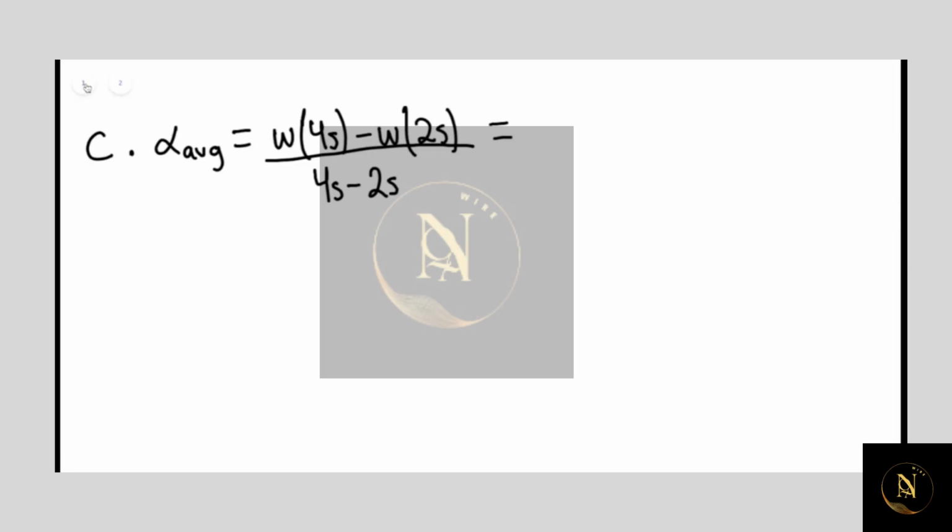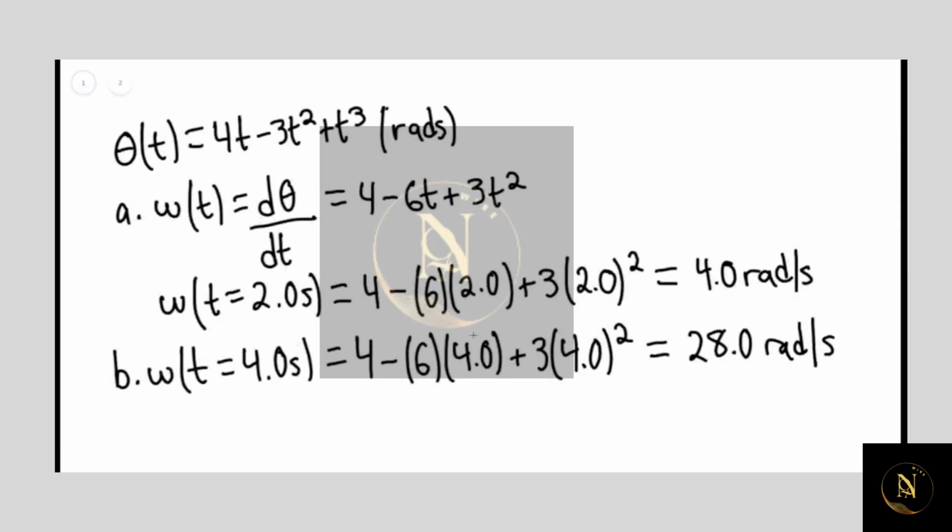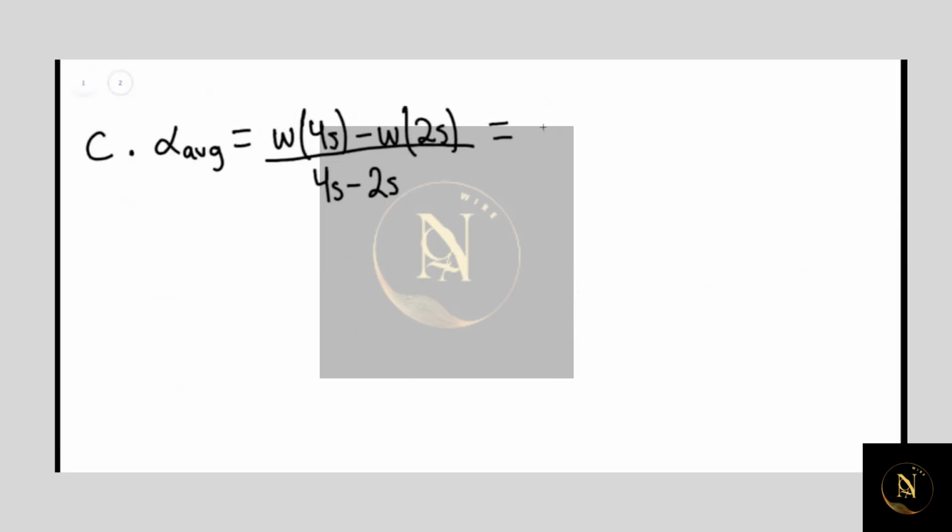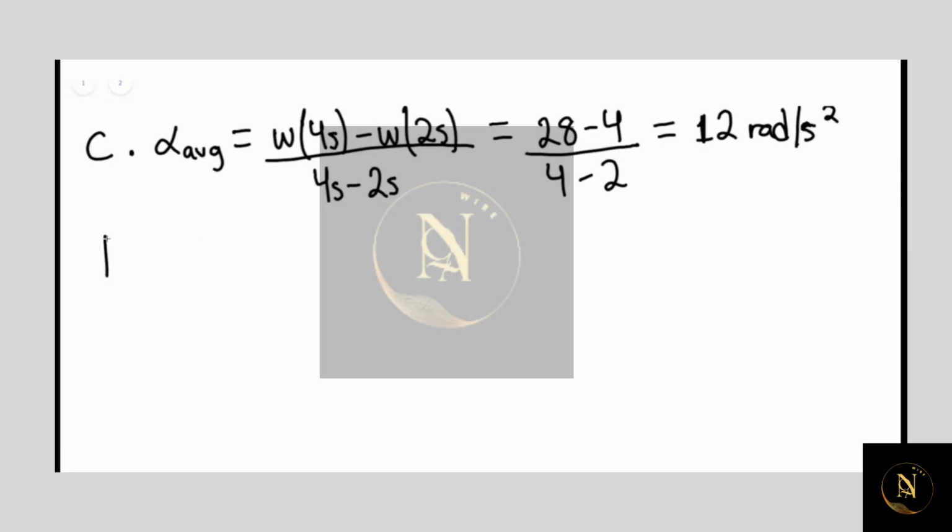This is giving us, referencing part A and part B, 28 minus 4 divided by 4 minus 2. This is giving us approximately 12 radians per second squared.